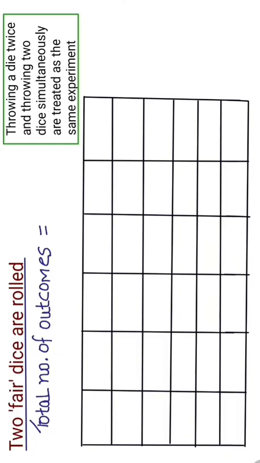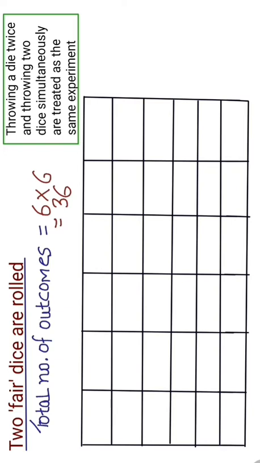Okay, now 2 fair dice are rolled. The total number of outcomes in this case will be 6 into 6. The number of outcomes in each individual case multiplied together will give the total number of outcomes as 36. Also consider here that throwing a die twice or throwing 2 dice simultaneously are treated as the same experiment. That means both will give the same set of possible outcomes.